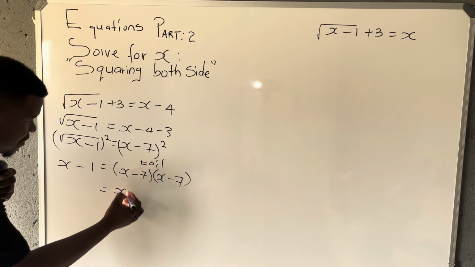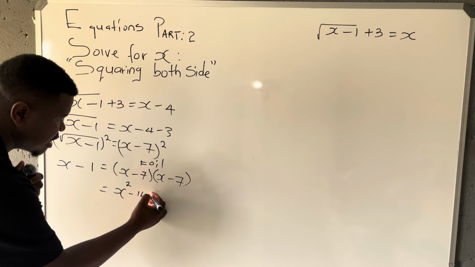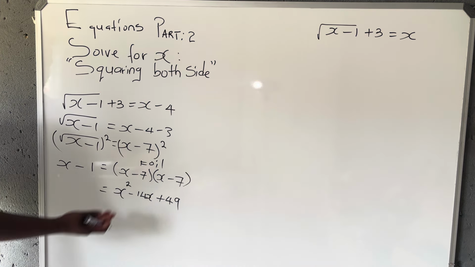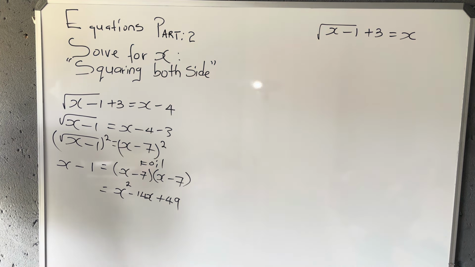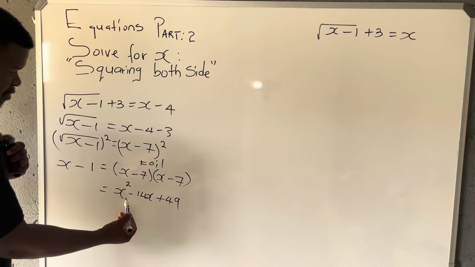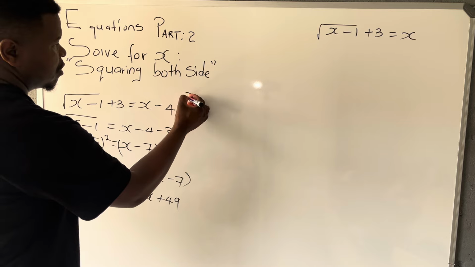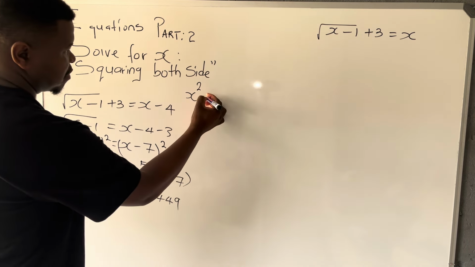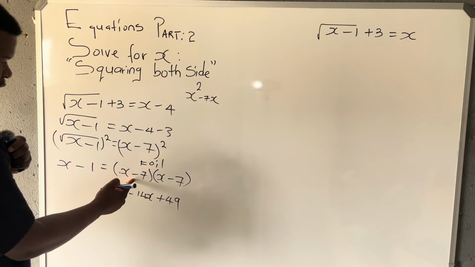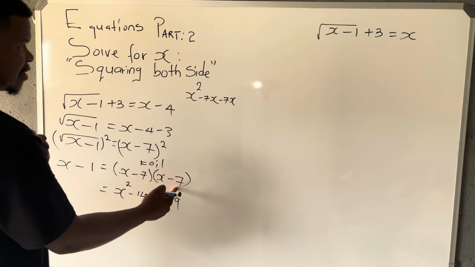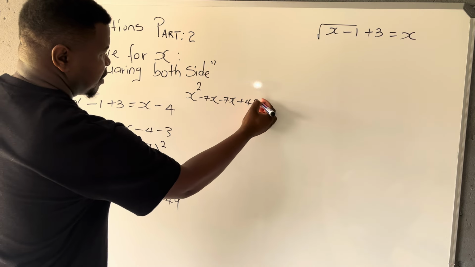Now, I'm going to have x squared minus 14x plus 49. I already skipped a step there. What did I skip there? When you say x times x is x squared, x times negative 7 is negative 7x. Negative 7 times x is negative 7x. Negative 7 times negative 7 is positive 49.